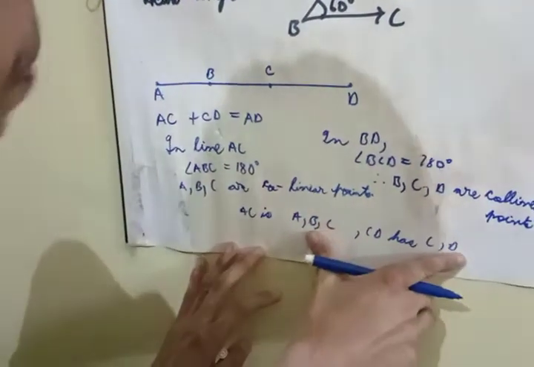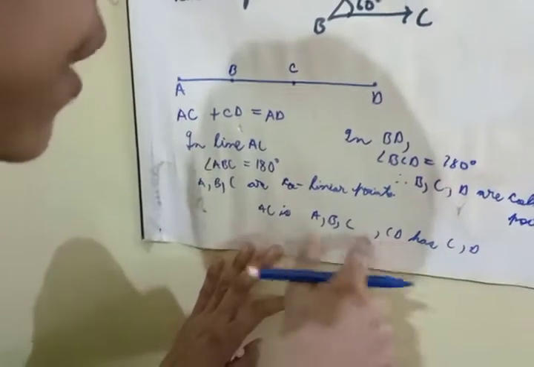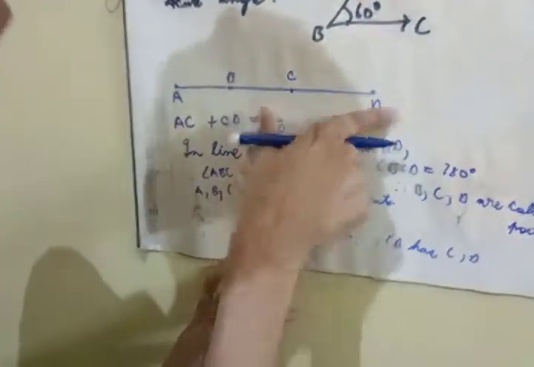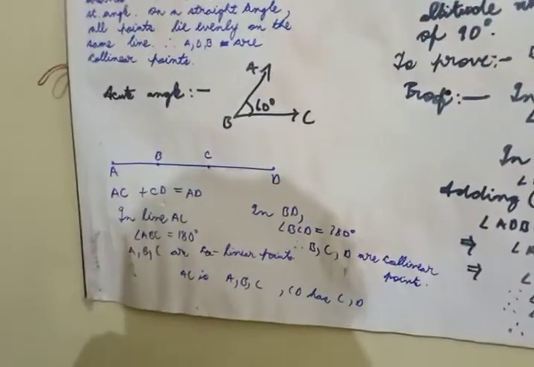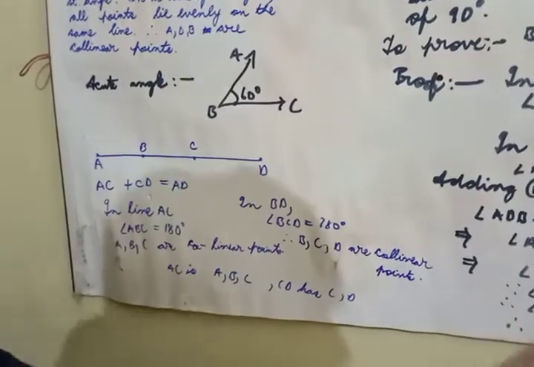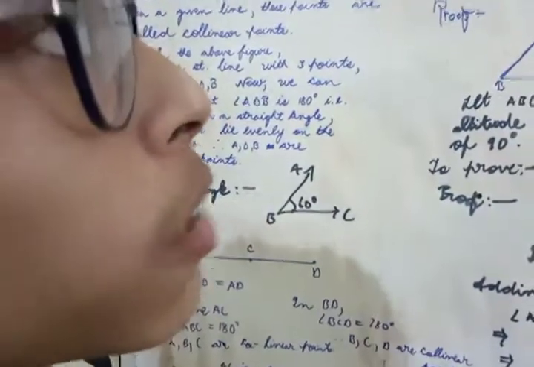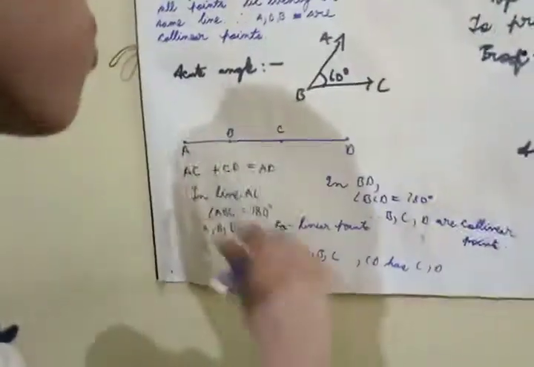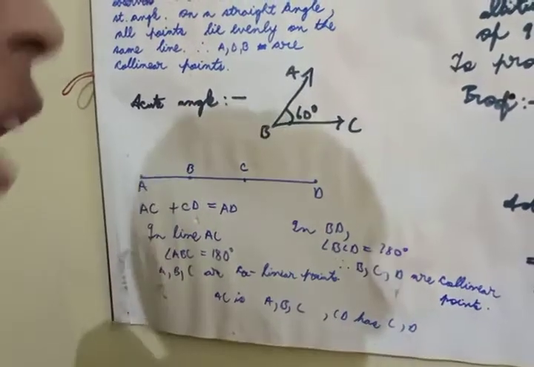So if we take all the collinear points together, we will get the line AD, where A, B, C, D are collinear points. In this way we can prove that if there is more than one point on a given line, lying evenly next to each other, they will be collinear points. So by following this process, we can show that 2 or more points lying on the same line are called collinear points.